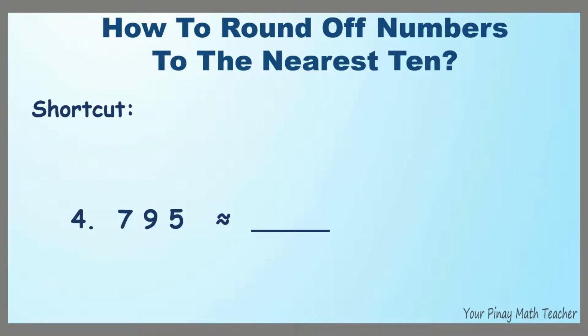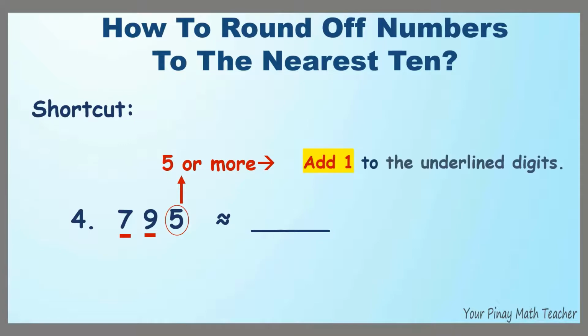Number 4, 795. The tens digit is 9. We also underline 7. Encircle 5. If the one we encircle is 5 or more, add 1 to the underlined digit. So 79 will be added with 1. It becomes 80. And we make 5 0. So the answer is 800.